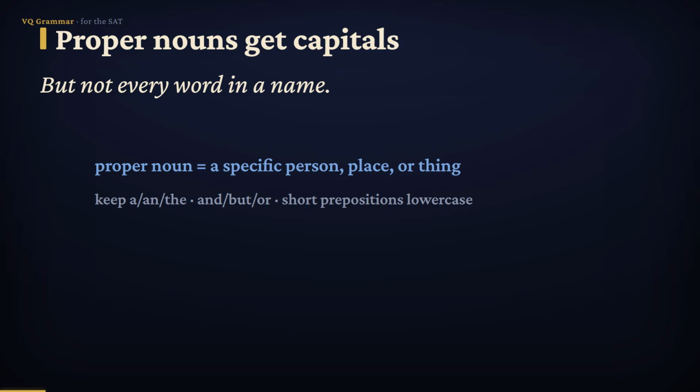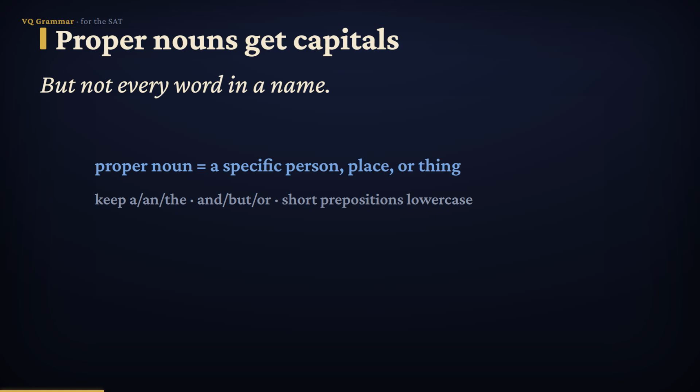A common noun, like city or bridge, names a general thing, and it stays lowercase. But a proper noun names a specific one, New York City, the Golden Gate Bridge, and a proper noun always gets a capital letter. Now here's the part students miss. When a name has several words, you do not capitalize every single word. You capitalize the important ones, and you keep the little glue words lowercase. The articles a, an, the, joiners and, but, or, and short prepositions, the ones under 5 letters, like of, in, and to.